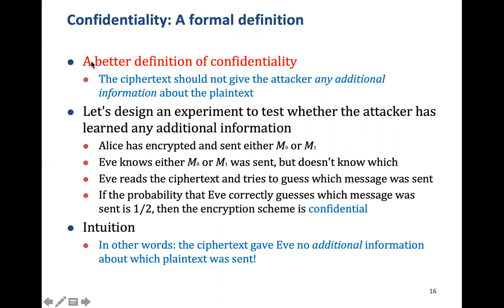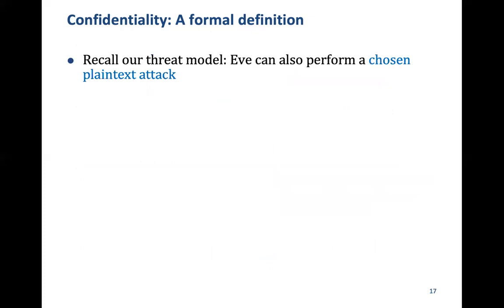So here, let's restrict our definition to the ciphertext. Given the ciphertext that Eve reads on the insecure channel, because Eve is not the intended recipient, it gives no additional information about which plaintext was sent, whether it's M0 or M1. All right, so let's now move ahead.